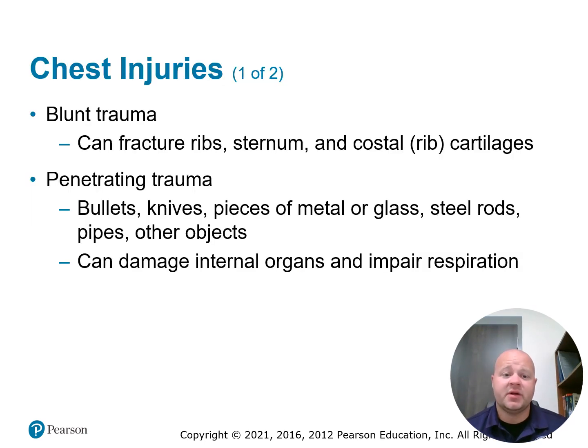So chest injuries, we have blunt and penetrating trauma. Blunt trauma can fracture the ribs, sternum, and the rib cartilage or the costal cartilages. Penetrating trauma can be anything you can think of: bullets, knives, metal, glass, steel rods, pipes, anything you can think of. Obviously, that can cause damage to the internal organs or impair respiration and ventilation.